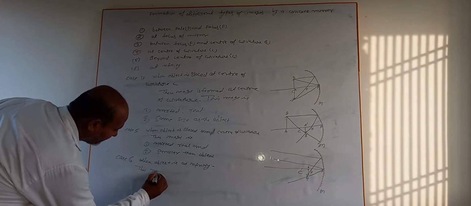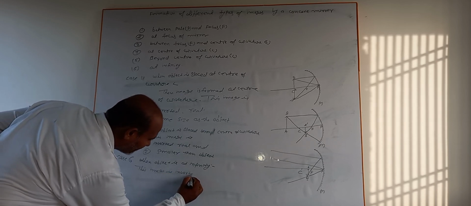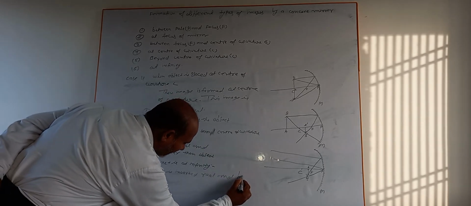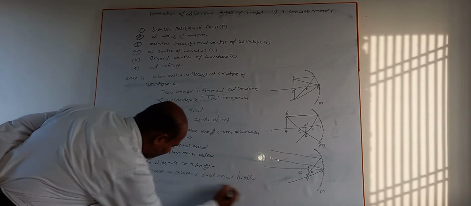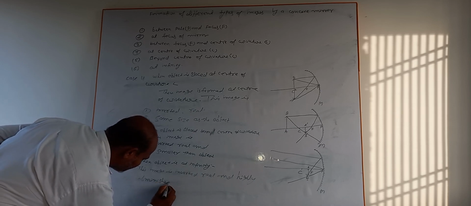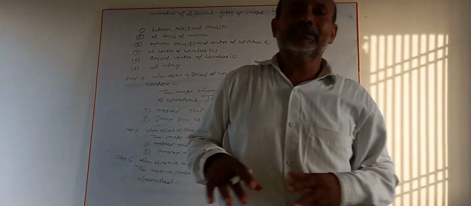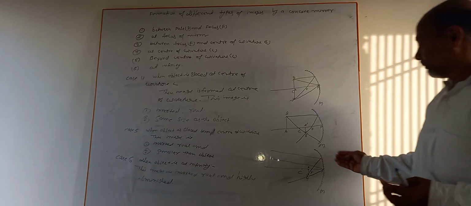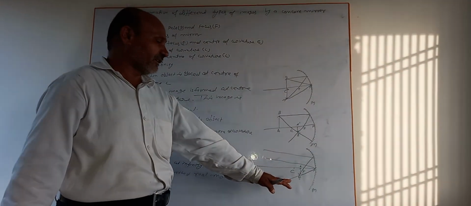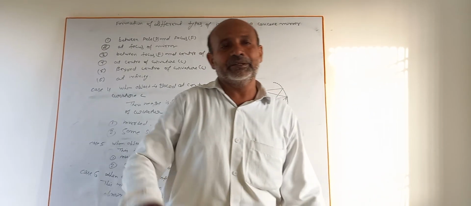This image is inverted, real, and highly diminished. So we can say that when an object is at infinity in front of a concave mirror, then the image will form at the focus of a concave mirror. This image is inverted, real, and highly diminished. Many thanks.